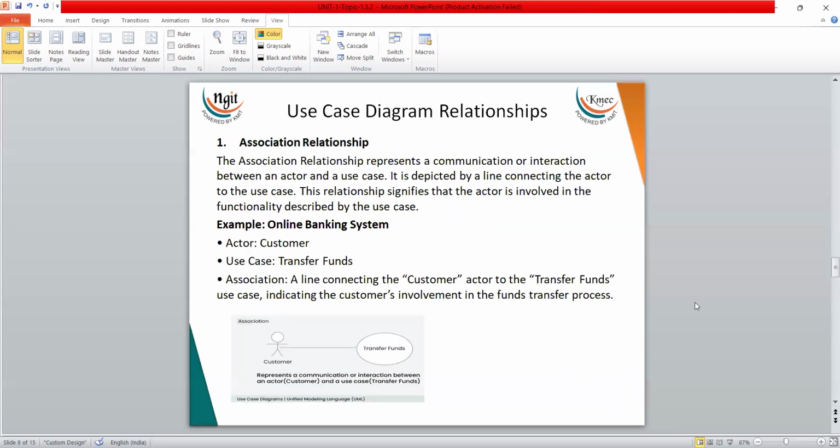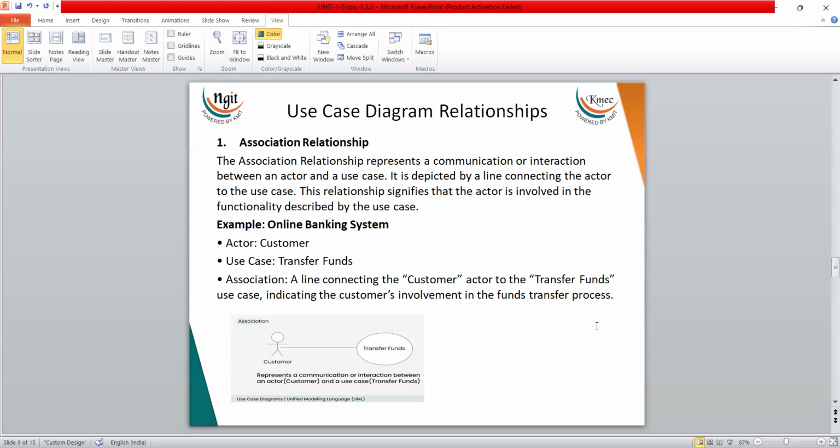The next are the relationships. There are various types of relationships. The first one is the association relationship, which represents a communication or interaction between an actor and the use cases. This is an actor, represented as a customer, or it may be a high priority actor or a low priority actor. Here we can see the connection between an actor and the use case. This relationship is represented with a solid line called association, and this line connects the actor to the use case.